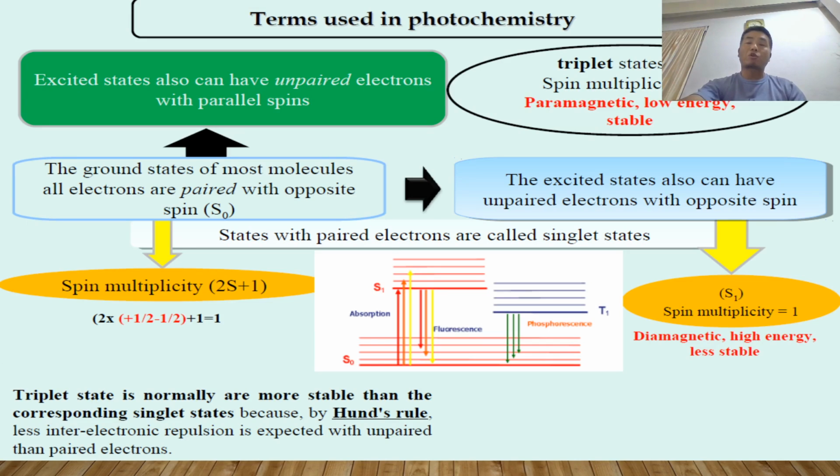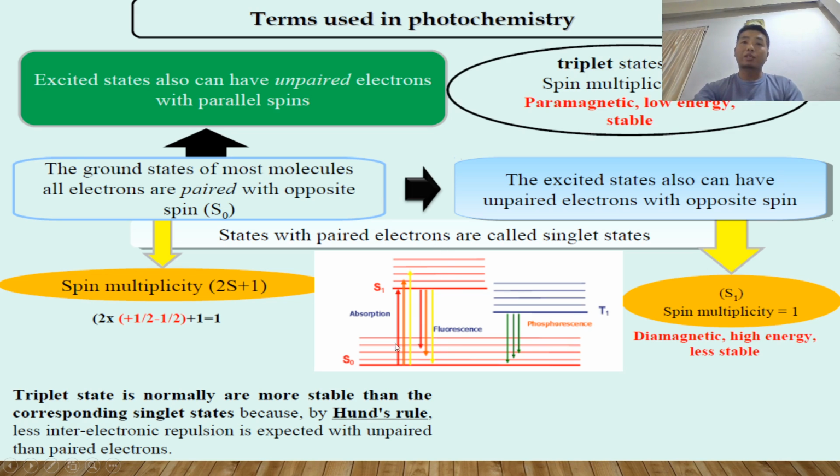Terms commonly used in photochemistry. Excited state is one of the very common terms. Excited state means that the electron which is in the ground state is going to the excited state, that means it absorbs energy. After absorption of the energy, it returns to the ground state in a different way. That's why photochemistry is very important.